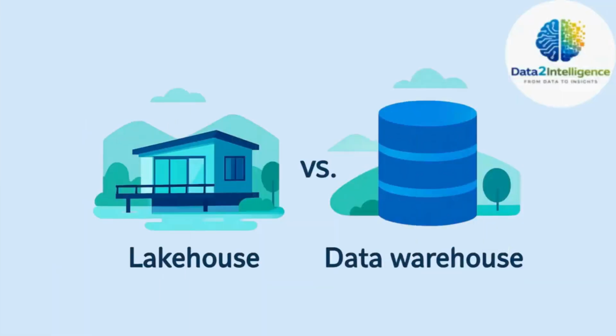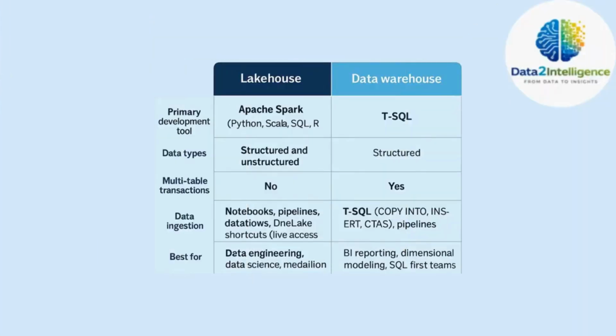Okay, so far we discussed Lakehouse. Let's understand the difference between Lakehouse and data warehouse. The primary development tool in Lakehouse is Apache Spark, which supports programming languages like Python, Scala, SQL, and R. But in a warehouse, the main programming language is T-SQL. In terms of data types, Lakehouse supports both structured and unstructured, whereas data warehouse supports only structured.